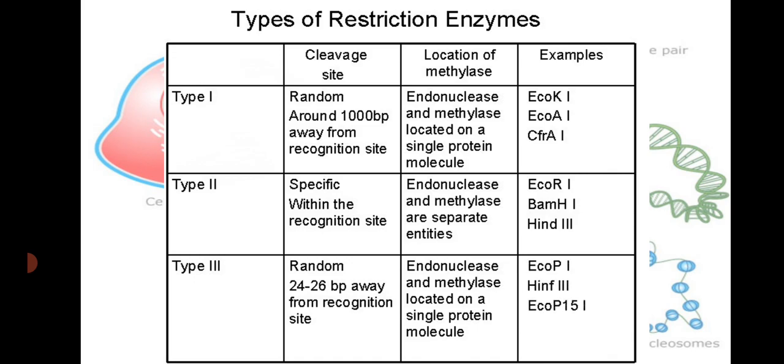For example, EcoP1, HinfIII, EcoP15. So can you guess which type of restriction endonucleases is better for DNA technology, recombinant DNA technology? Yes, you thought right. Type 2 restriction endonucleases can be used in rDNA technology because they cut within the recognition site and their methylase and endonuclease activities can be separated.